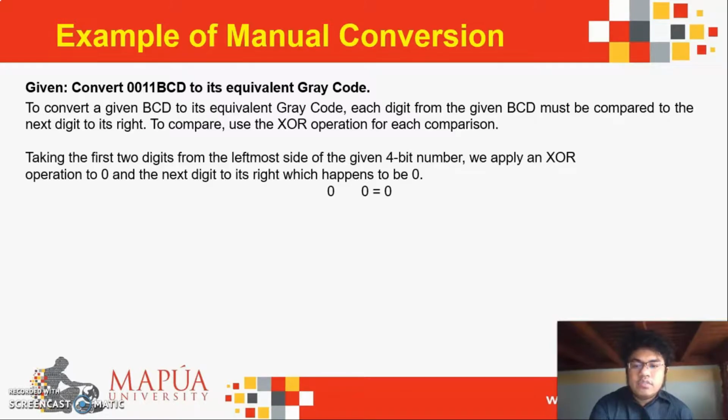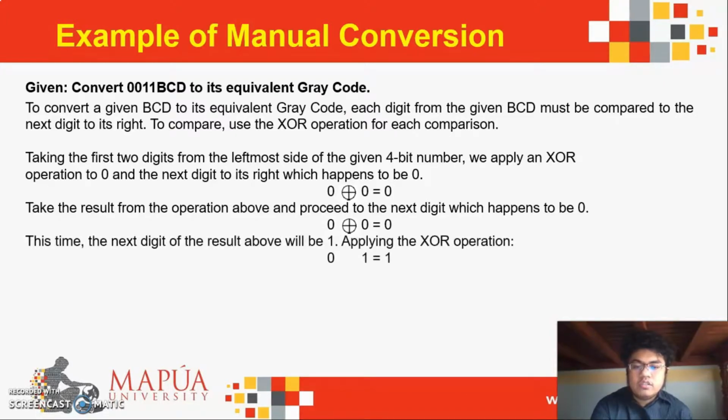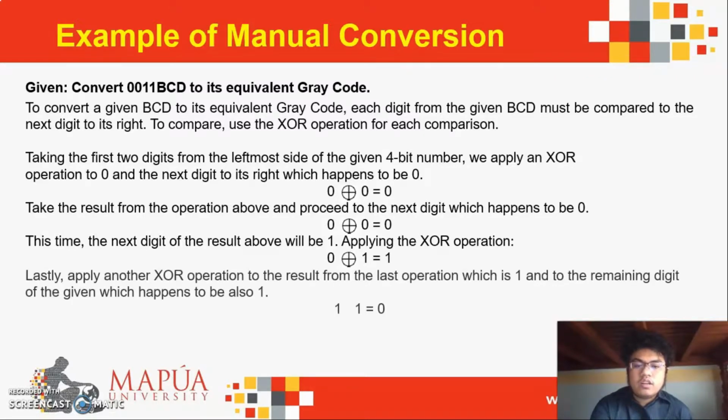Taking the first two digits from the leftmost side of the given 4-bit number, we apply an XOR operation to 0 and the next digit to its right, which happens to be 0. 0 XOR 0 is 0. Taking the result from the operation above, we proceed to the next digit, which happens to be also 0. 0 XOR 0 will be equal to 0. This time, the next digit will be 1. Applying the XOR operation, 0 XOR 1 is equal to 1.